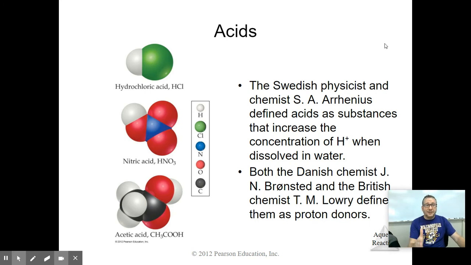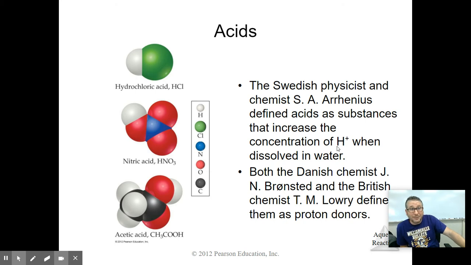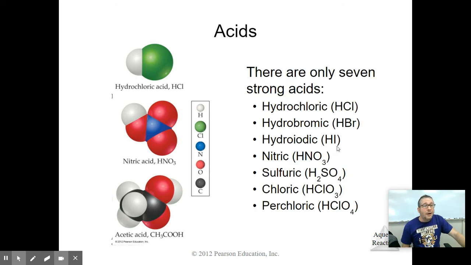Anyway, acids. The Swedish physicist and chemist S.A. Arrhenius defined acids as substances that will increase the concentration of hydrogen ions when dissolved in water. Now, the Danish chemists Brønsted and Lowry called them proton donors. Okay, because basically a hydrogen ion is really just a proton, because hydrogen only has one electron, and when you remove that, it's simply just a proton. There are 7 strong acids, like we've mentioned. You want to keep those on the back burner.